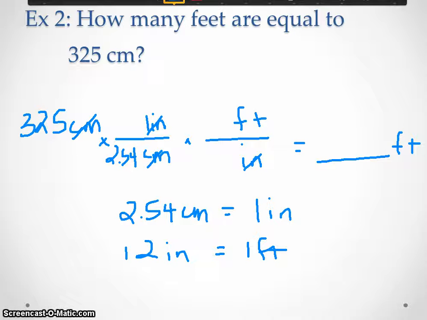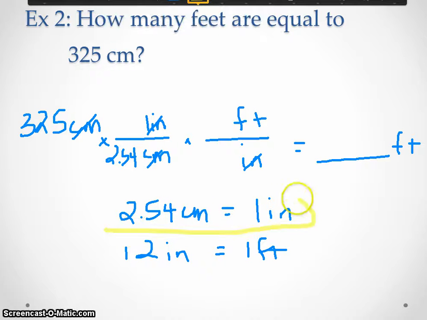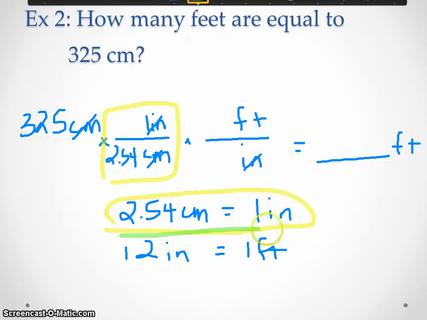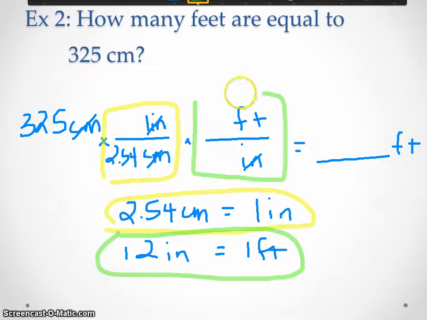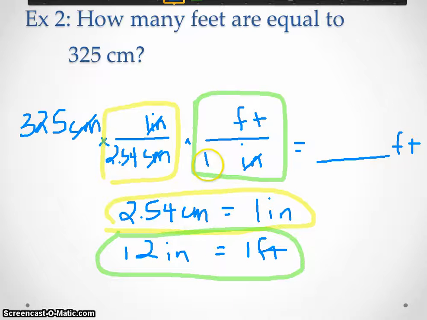So if I set it up correctly, I just need to make sure I put the correct numbers in when I'm setting up the problem. So here, this 2.54 centimeters, 1 inch goes right over here, right? The 1 inch is on top, 2.54 centimeters is on bottom. The 12 inches equals 1 foot. I want to make sure I put that conversion in correctly. And so I'm going to have 12 inches on the bottom, 1 foot on the top. Make sure you match up the units correctly.